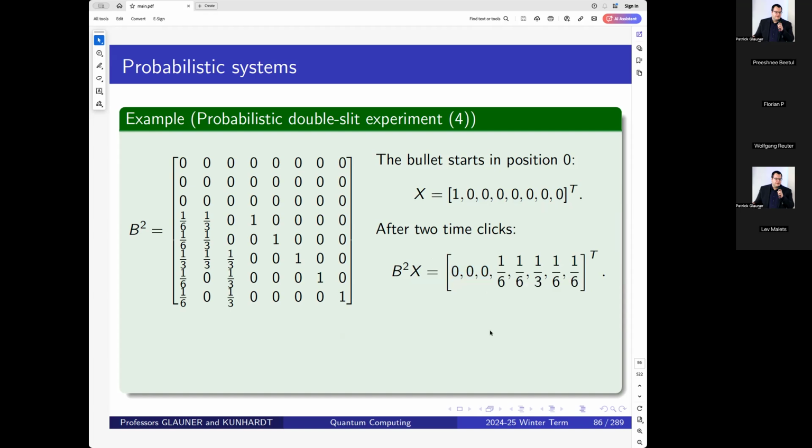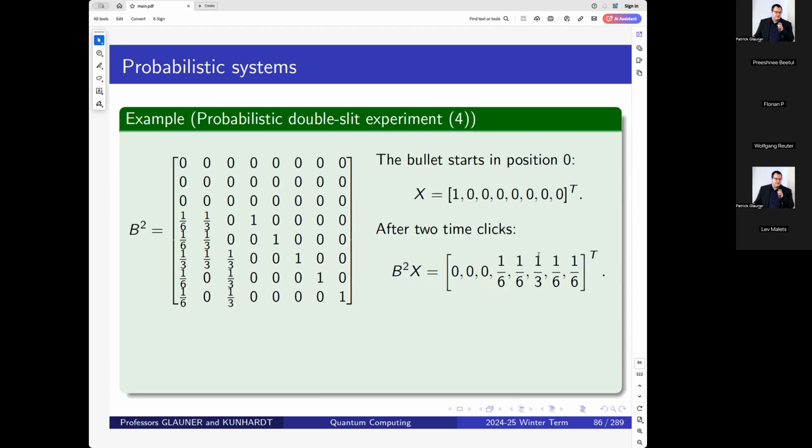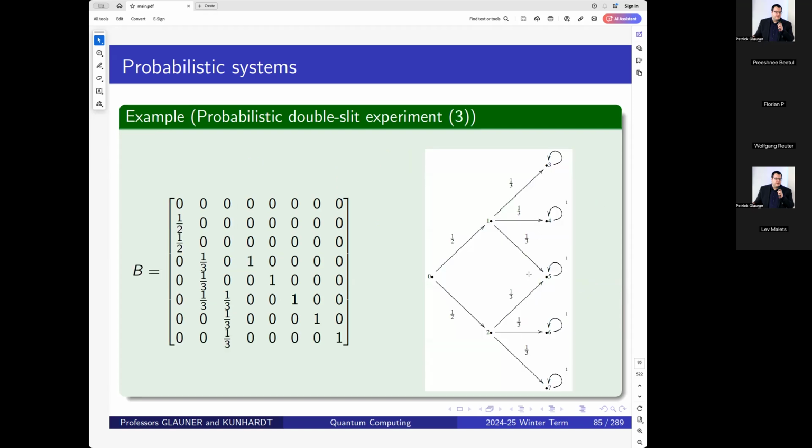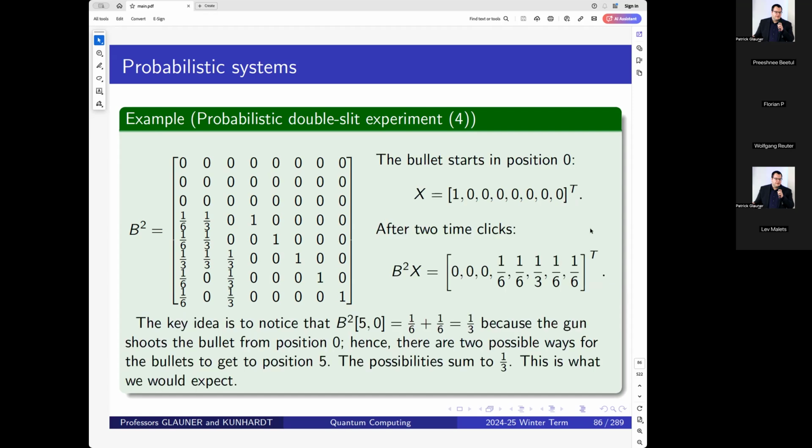We have zeros in the first 3 entries because the bullet, I'll show you this, the bullet cannot be here or here anymore because we have taken 2 time clicks. The bullet has to be in one of the targets. And concretely, we will see there's a 1/6 chance it's in the first target, a 1/6 chance in the second target, a 1/6 chance in the fourth target, and a 1/6 chance in the fifth target. But there's a 1/3 chance we are in the third target because it's this one here that has incoming edges from 1 and 2. You can try out all of these calculations and see that this sums up, or you calculate B squared on your own.